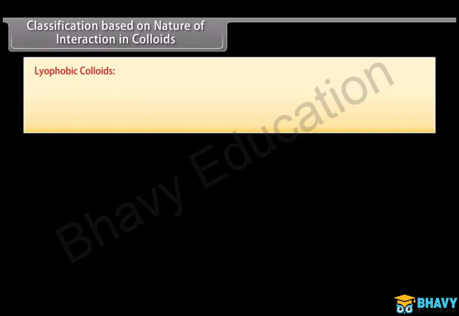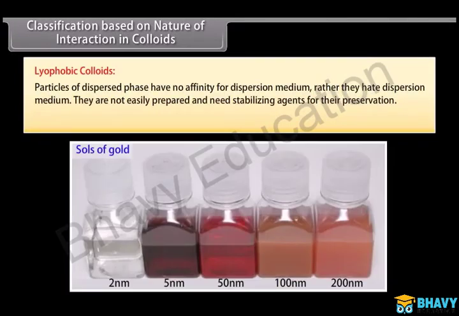Lyophobic colloids: particles of the dispersed phase have no affinity for the dispersion medium. Rather, they hate the dispersion medium. They are not easily prepared and need stabilizing agents for their preservation. They are irreversible. They are also called extrinsic colloids. For example, salts of gold, silver, and ferric hydroxide.